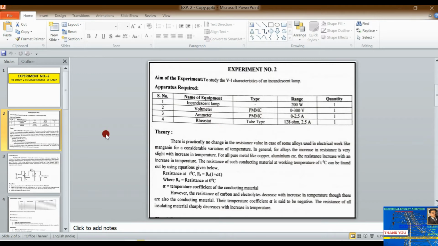So this is the VI characteristics of an incandescent lamp. This is the theory part. There is practically no change in resistance value in the case of some alloys used in electrical work, like manganin. For considerable variations of temperature, in general for alloys, the increase in resistance is very slight with increase in temperature. So when you increase the temperature, what happens to the resistance? It increases slightly, for a conductor. Now I am talking about a conductor.